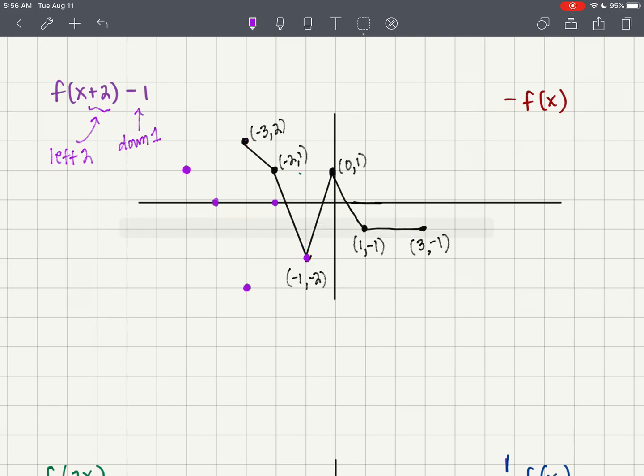And then we're going to connect all these points using a straight edge so that it looks just as nice as the original graph. And there is your shift, left 2, down 1.